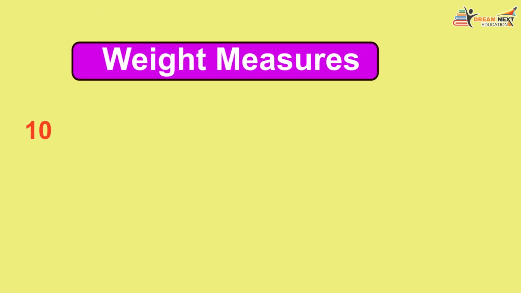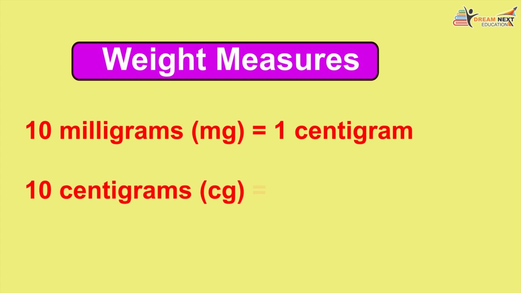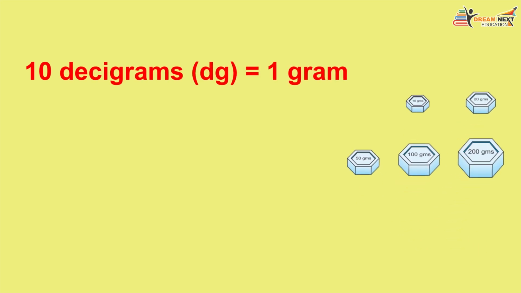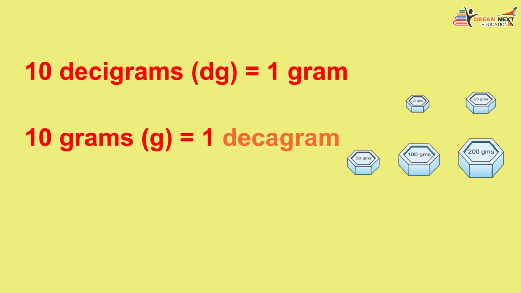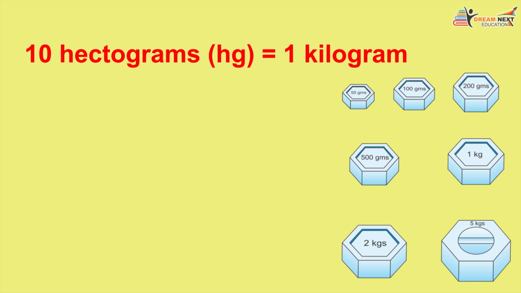Weight measures: 10 milligrams is equal to 1 centigram. 10 centigrams is equal to 1 decigram. 10 decigrams is equal to 1 gram. 10 grams is equal to 1 decagram. 10 decagrams is equal to 1 hectogram. 10 hectograms is equal to 1 kilogram.